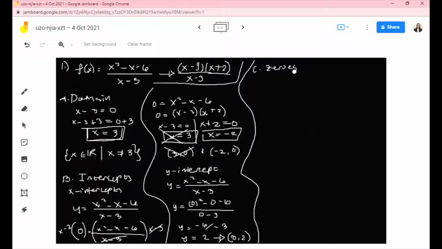And for the zeros, we'll take the x value of our x-intercept, which is equal to negative 2. So this will be your zero. Next, let's go and look for the asymptotes.